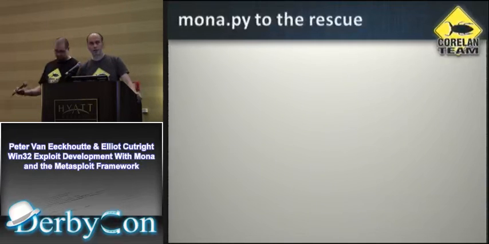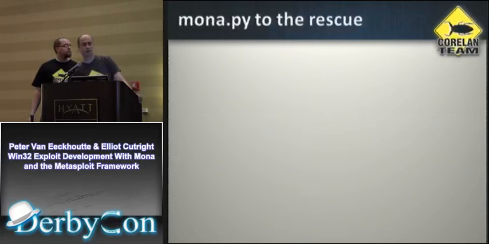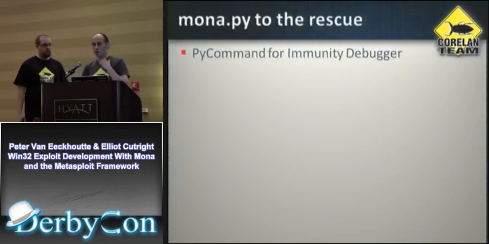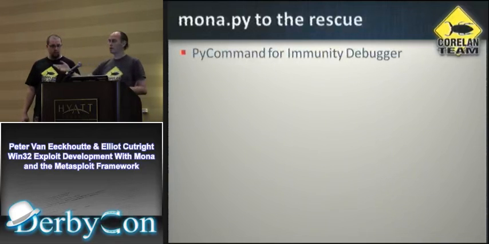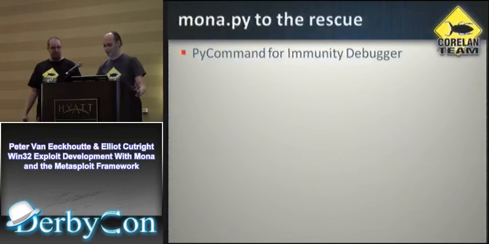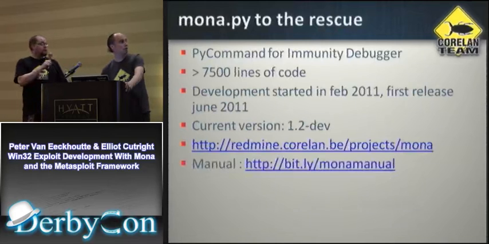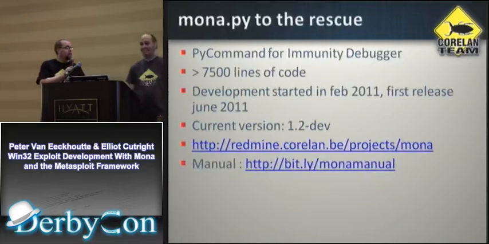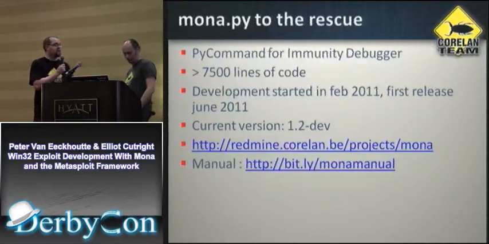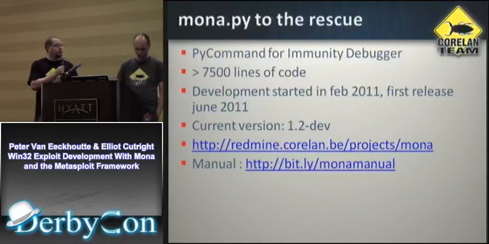So in February 2011, we started developing Mona.py. You can see that it's a Python script. It's actually a PyCommand for Immunity Debugger. It uses Python, and yes, if Immunity had been using Ruby, I would have written it in Ruby. But it doesn't. As you can see, it's a pretty good sized file. I think one of the instructors I had last week for an exploit development class said this is one of the largest single Python files he's ever seen. I'd agree with that. The development started in February, released in June.